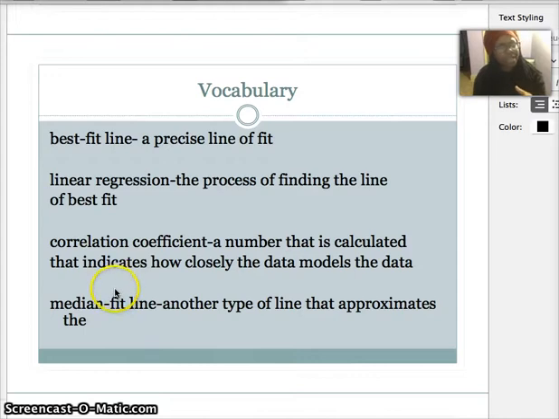Remember the concept that we talked about when we had scatter plots and we talked about correlation? That's the kind of concept that's going on here with the correlation coefficient.